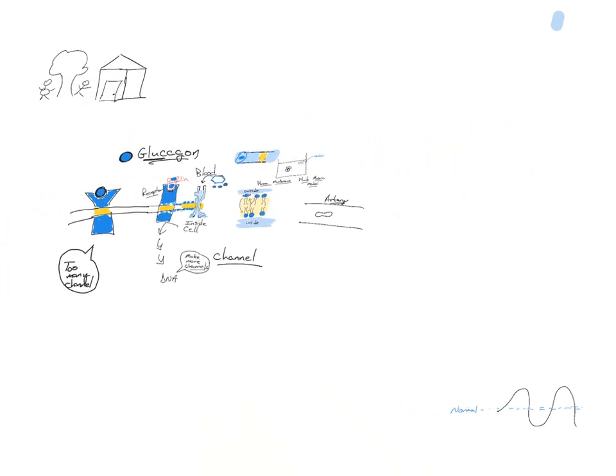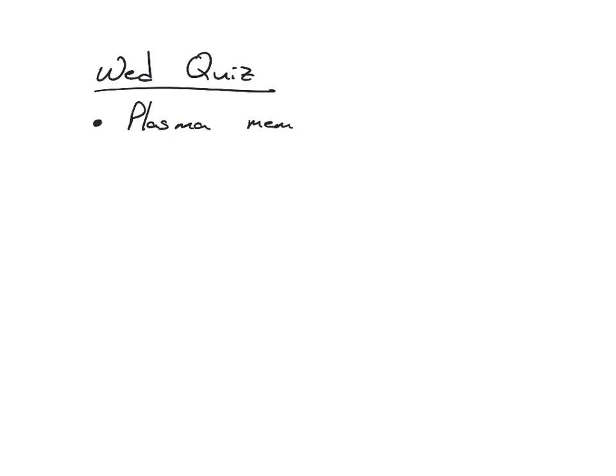So let's talk about the quiz on Wednesday. Let me write this stuff down so we have it on record. Number one, Wednesday's quiz. This is going to be pretty straightforward. Number one, you need to know what a plasma membrane is. You need to know what it is made of.